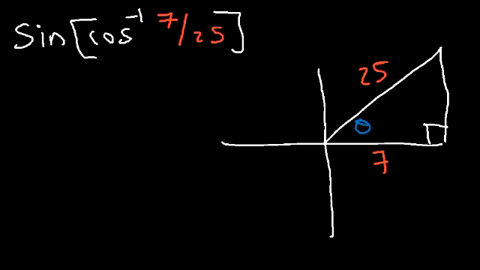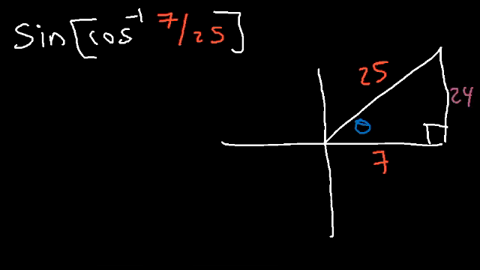Now, we got to find the missing side. So what is the missing side here? You can use a squared plus b squared equals c squared, or you can simply know the special triangles. This is the 7, 24, 25 triangle. So the missing side is positive 24.